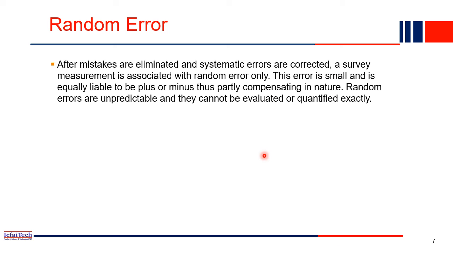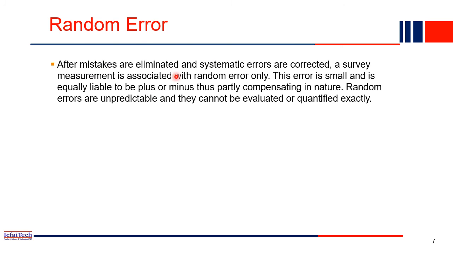Now the third and last type of error is the random error. After mistakes are eliminated and systematic errors are corrected, we have seen three types of error, right? The first was gross error. Gross error we will rectify, making the corrections in the field. The second error we have seen is the systematic error. Using mathematical models we can reduce the systematic error. And the third type of error is the random error.